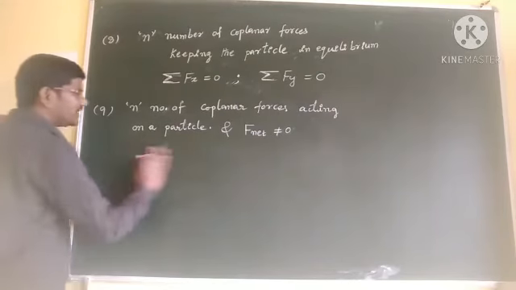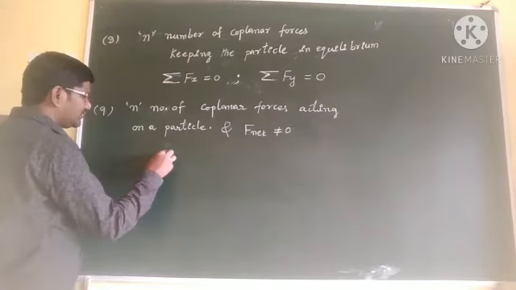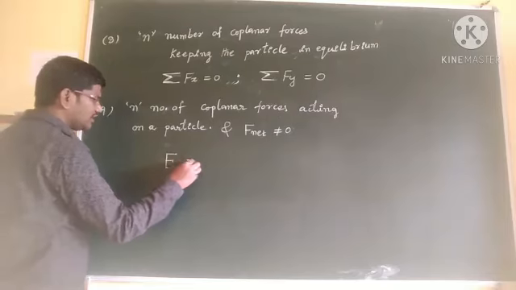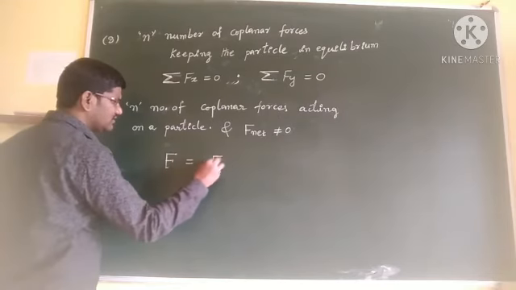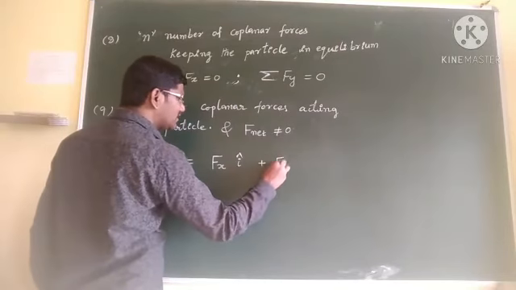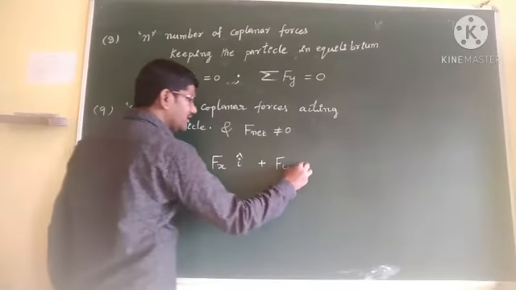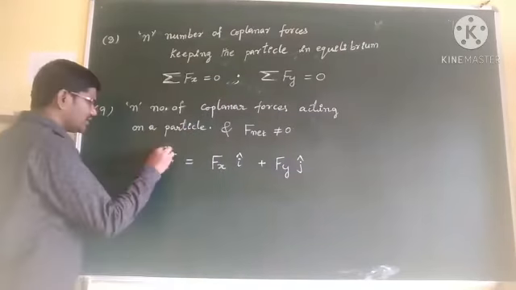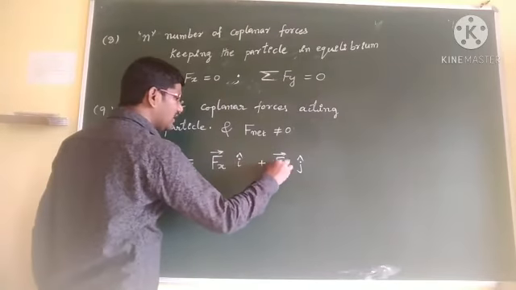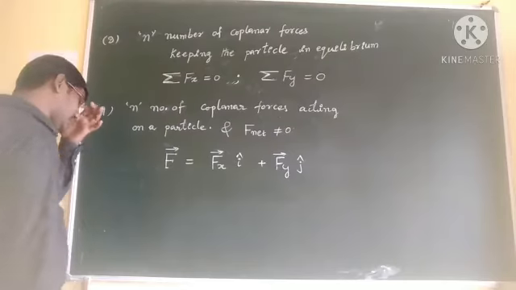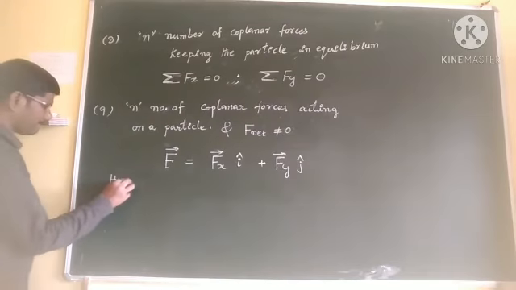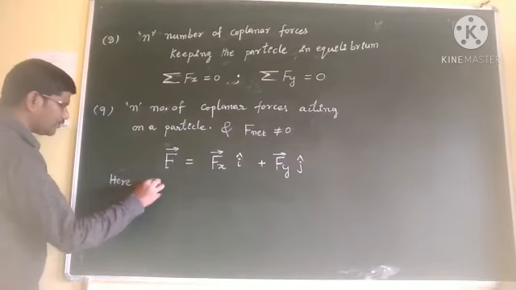Then that net force F we will write as Fx into i cap plus, what will you write, students? Fy into j cap. This is called F bar. F bar equals Fx into i cap plus Fy into j cap. Okay students, here, what will we write?